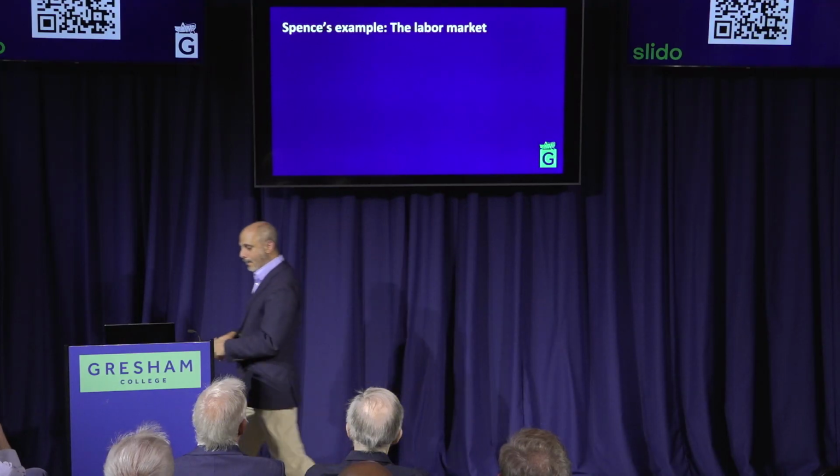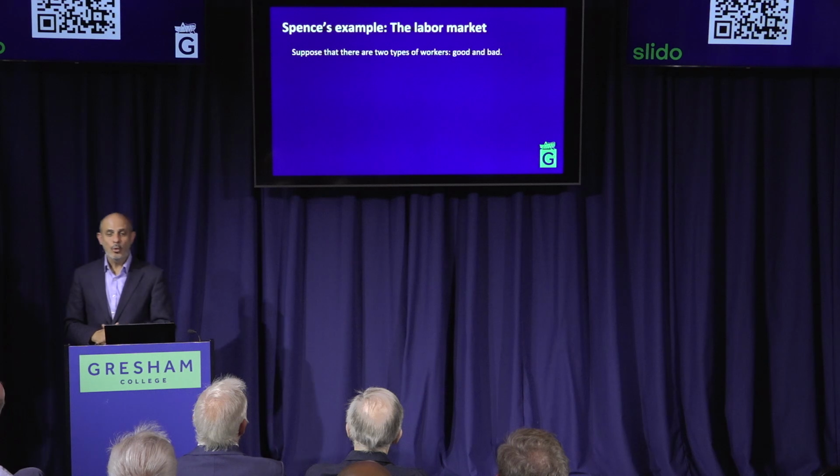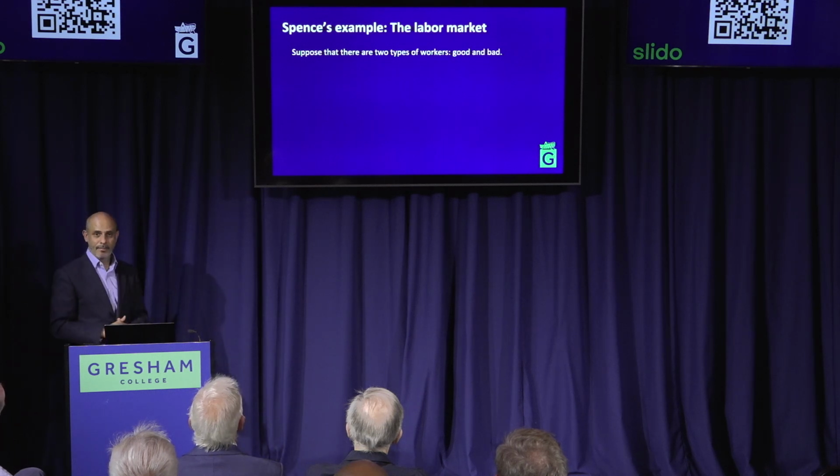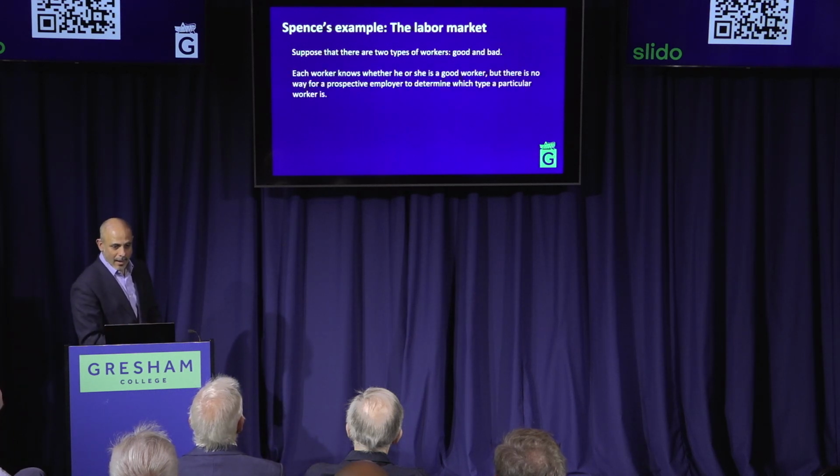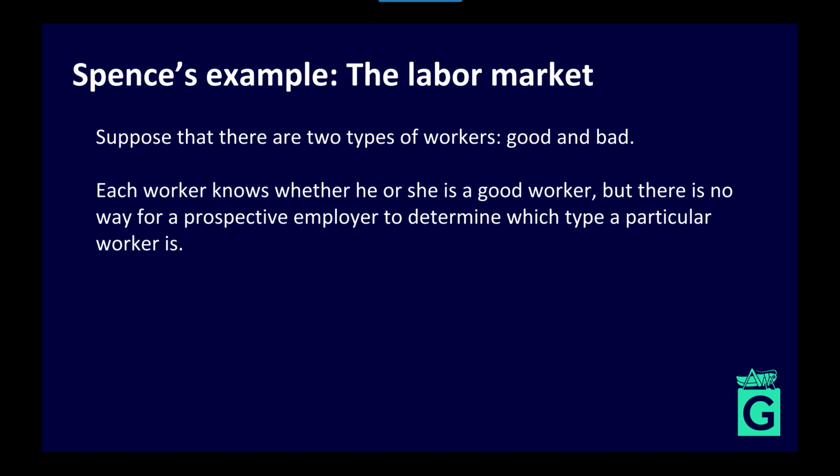So this is now moving to Michael Spence. Why did he get a Nobel Prize? Michael Spence's most famous paper was about the labor market. He said, well, imagine a labor market where there are two types of workers, good and bad. Every worker knows whether he or she is a good worker, but there's no way for an employer to figure out whether they're a good worker or a bad worker.